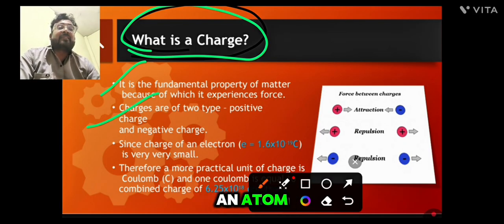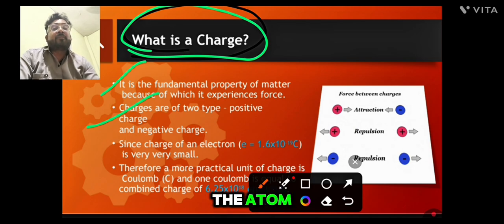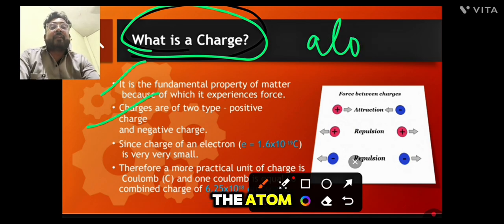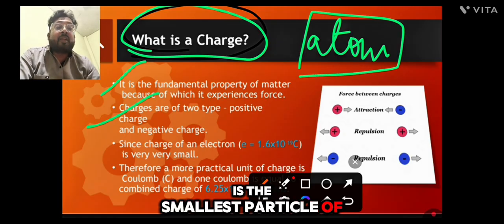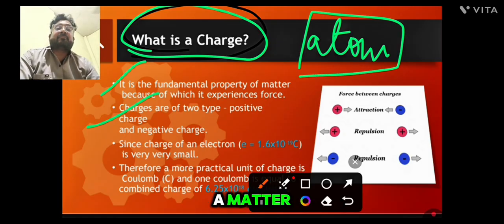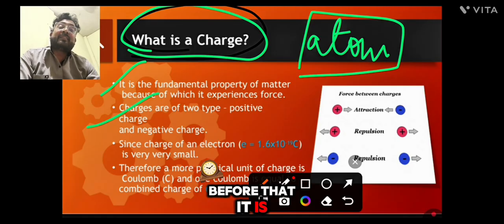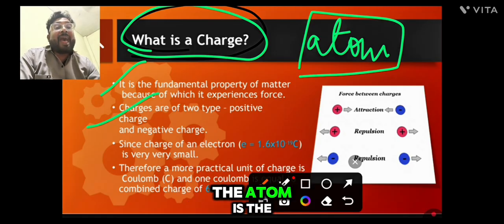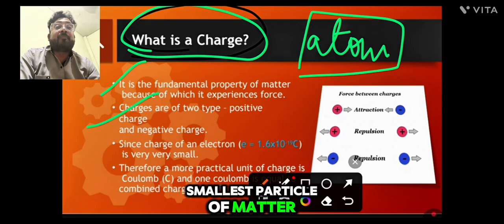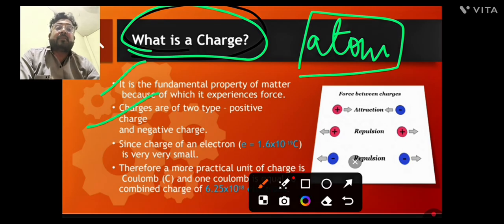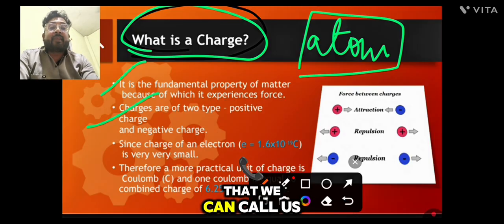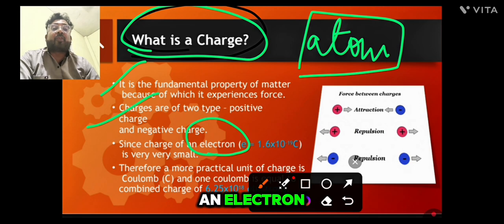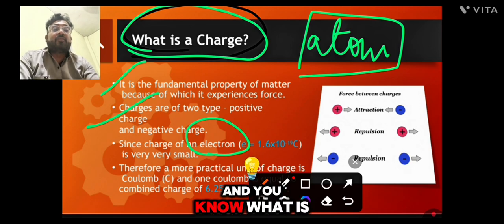Now, as you know the atom, what is an atom? An atom is the smallest particle of matter. The definition is like this: the atom is the smallest particle of matter which cannot be divided, but it can be divided into subatomic particles, one of which we call an electron.